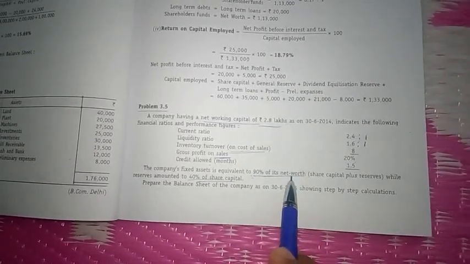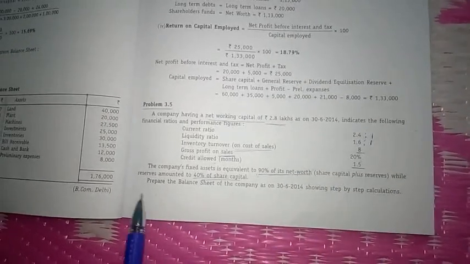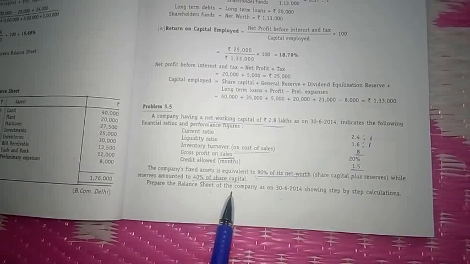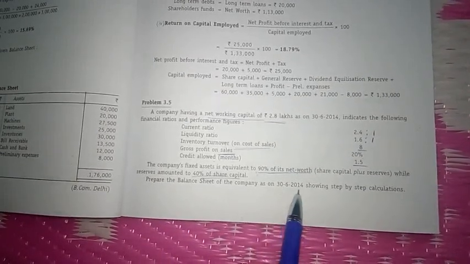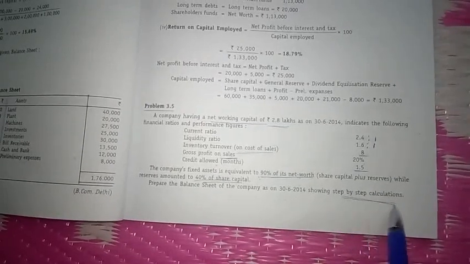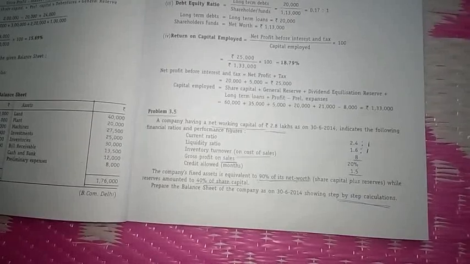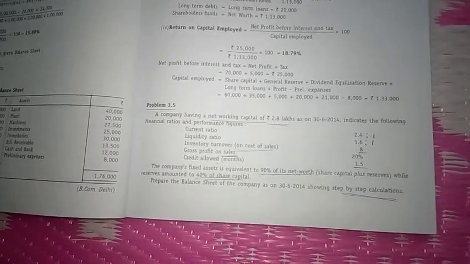So as per this problem, net worth is equal to share capital plus reserves. Then we are required to prepare the balance sheet of the company as on 30th 6 2014, showing the step-by-step calculations. So now let us learn how to calculate various ratios and how to prepare the balance sheet.